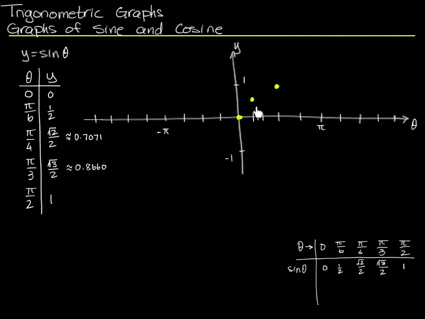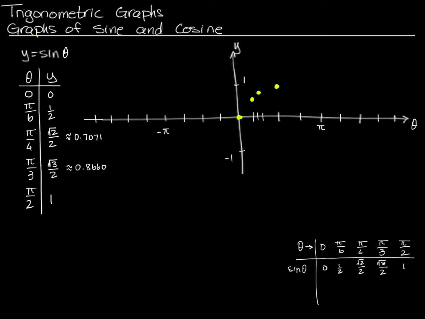Well, 0.7 is more than 1/2, which is 0.5. So I'm going to be up about here somewhere. Right about there. And then for pi over 3, which is 60 degrees, that's this tick mark right here, I'm at 0.86 or almost 0.9. So we'll put that point above this tick mark here, right about there.